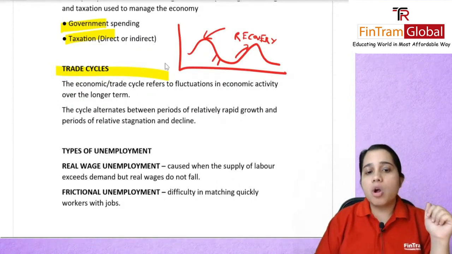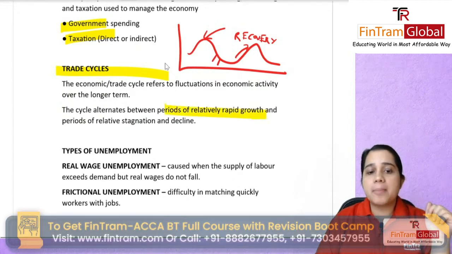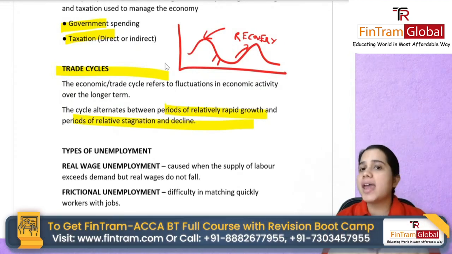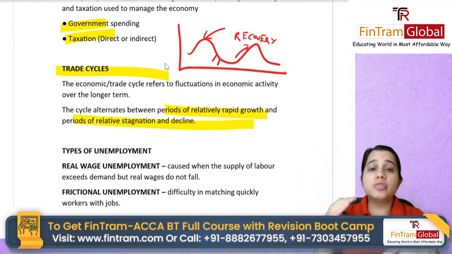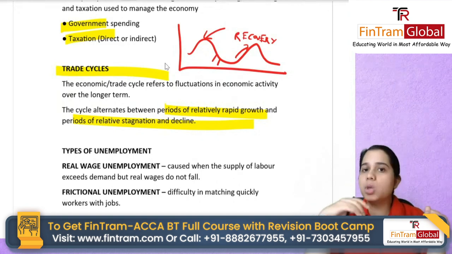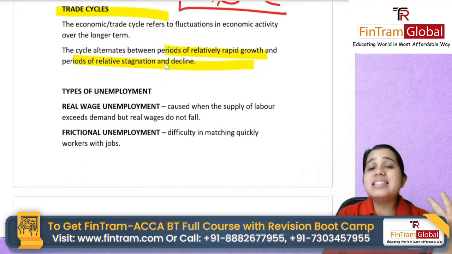These cycles will alternate between periods of relatively rapid growth and periods of stagnation and decline. We also talked about how it is not necessary that all products have a trade cycle. Few products might always be doing well. Then there were various types of unemployment that we covered.